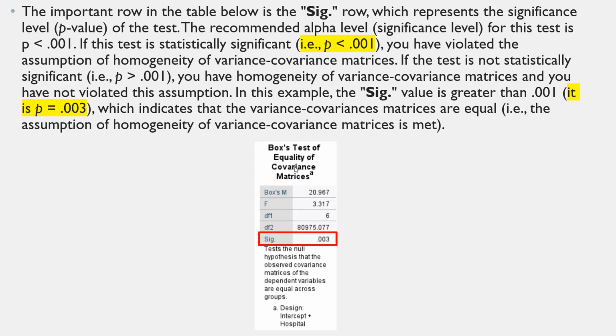Okay, so the important row in the table below is the sig row here. That's in the red rectangle, which represents the significance level, the p-value of the test. For this test, the recommended alpha level is p less than 0.001. So if this test is statistically significant, less than 0.001, you have violated the assumption of homogeneity of variance-covariance matrices. If the test is not statistically significant, i.e. it's over 0.001, you have homogeneity of the variance-covariance matrices, and you haven't violated the assumption. In this example, the sig is greater than 0.001, it is here 0.003, which indicates that we've met this assumption.